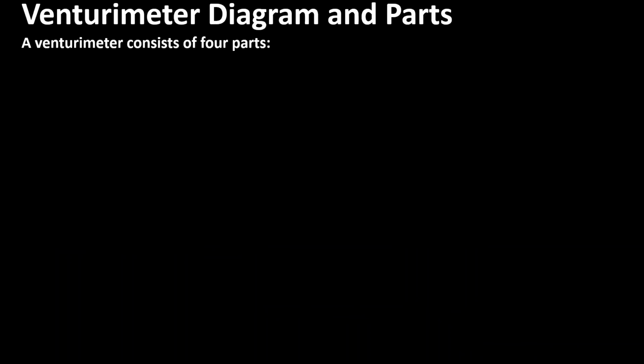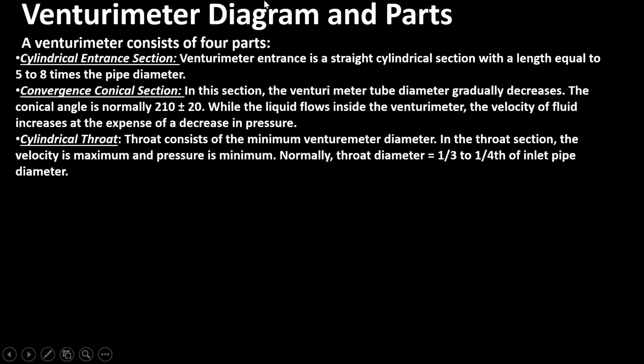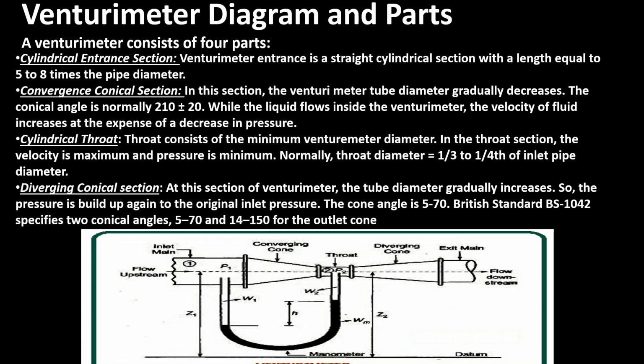After that, we will discuss the venturimeter diagram and parts. I will explain with a diagram. This is the diagram of the venturimeter. First, I will define the cylindrical entrance section. This is the entrance section, the inlet main, from which the water enters.